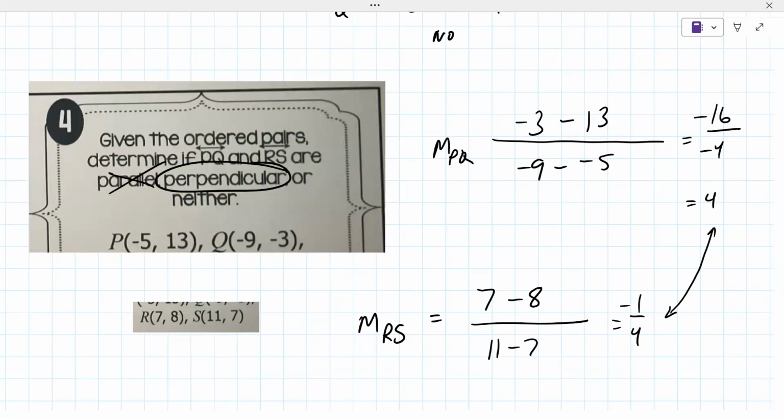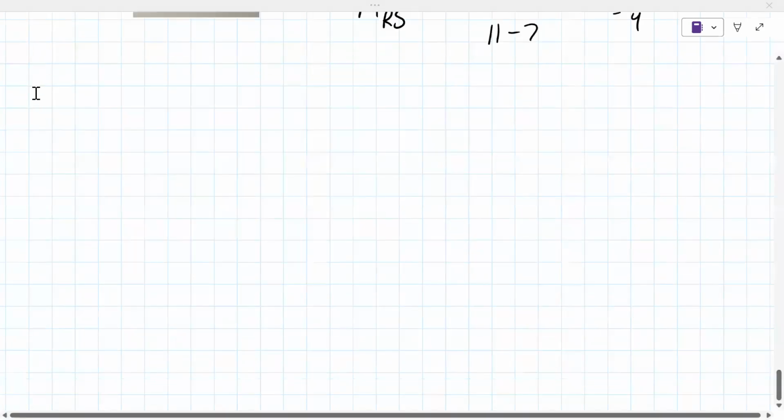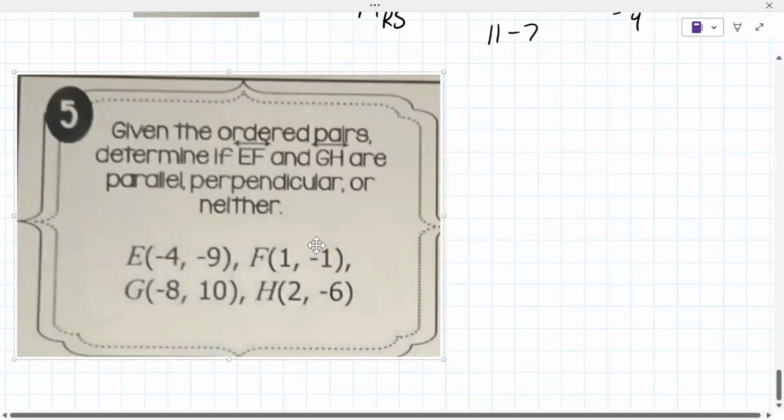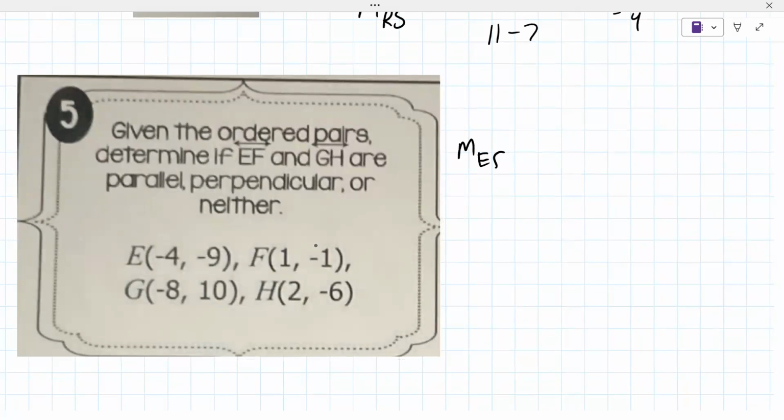So these are perpendicular. Very good. Let's keep going to these. I'd like you to just get a couple more. You're on a good run here. Let's have you try 5. I'm gonna snip all the numbers in that. I'll let you just try to cover up the ones you don't want, or calculate the slope from E to F. I'll do G to H this time.